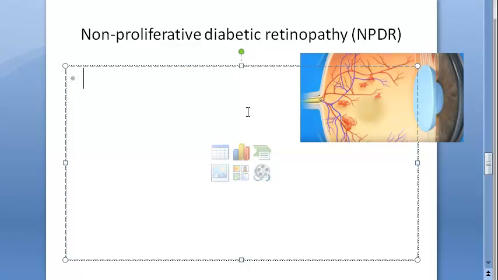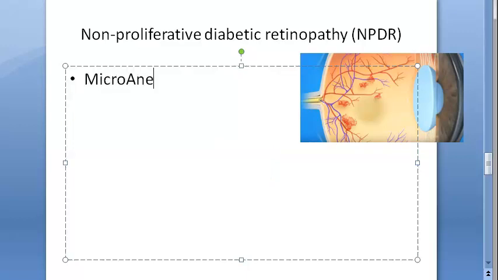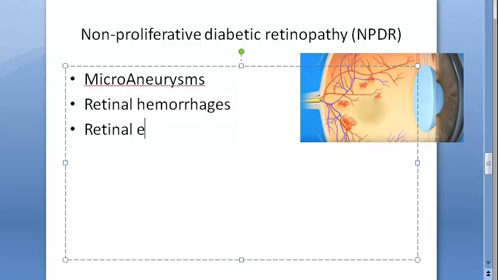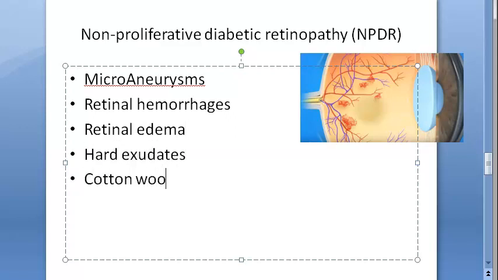On ophthalmoscopic examination you will see microaneurysms, retinal hemorrhages, retinal edema, hard exudates, cotton wool spots. None of these terms are new for you, right? Cotton wool spots you have already seen in hypertensive retinopathy. Cotton wool spots are basically because of ischemia, it will lead to infarct of the nerve fiber layer. Hence there will be white fluffy superficial lesions. The misnomer is soft exudate. It is not an exudate. It is an infarct.